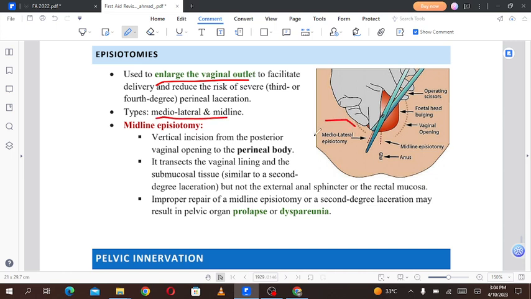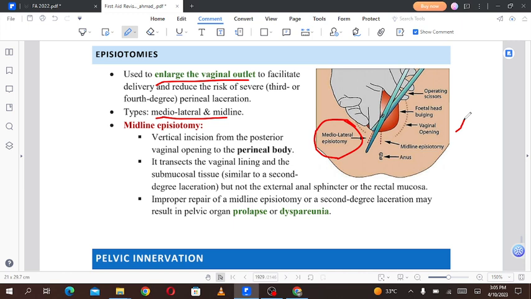So here you can see a mediolateral episiotomy in this direction. If we come straight downwards, like in this line, that is called a midline episiotomy. Then there is the operating scissors, the fetal head bulging out, and then this is the vaginal opening. So there can be either two types, mediolateral and midline.